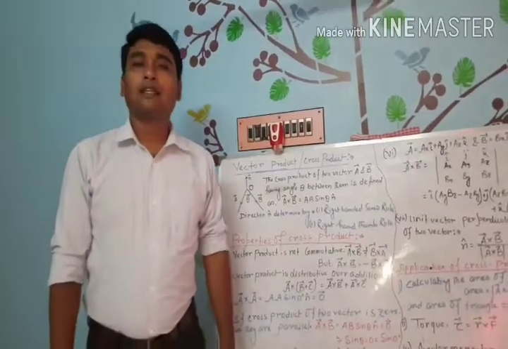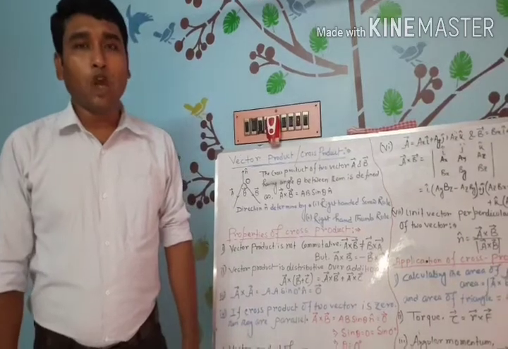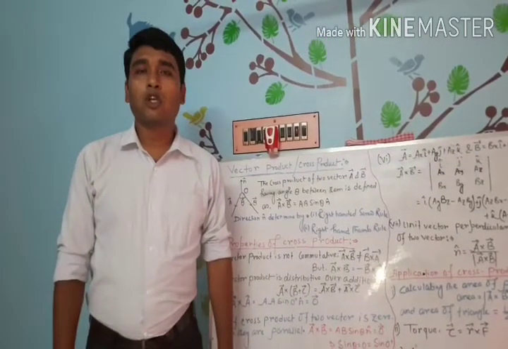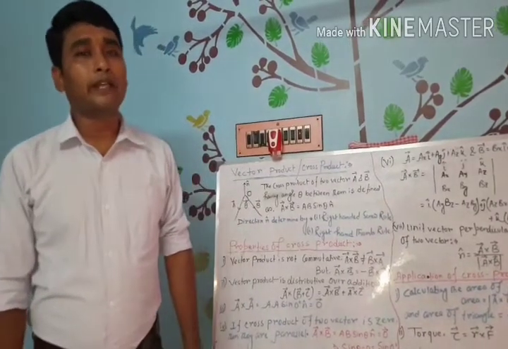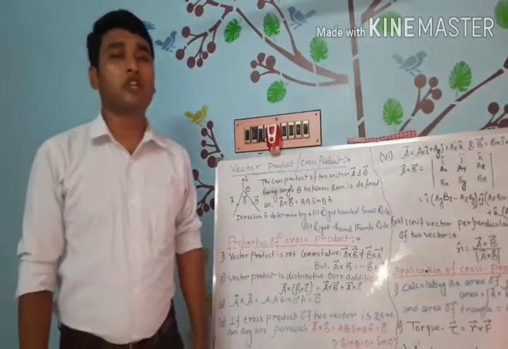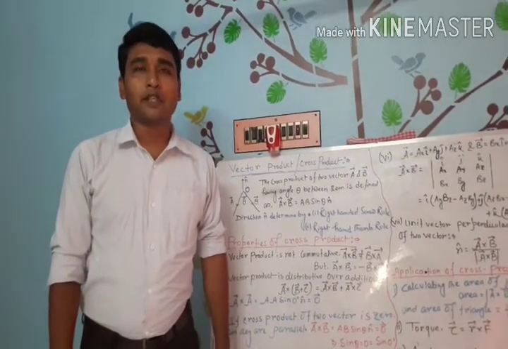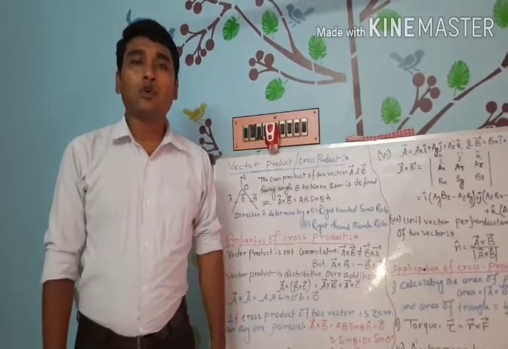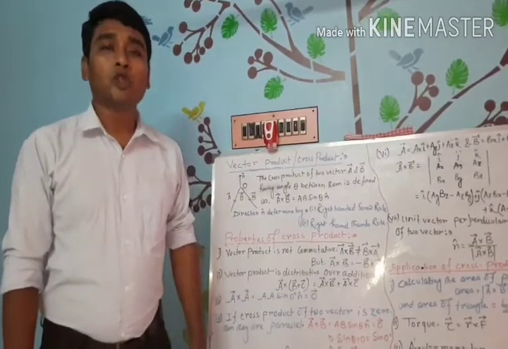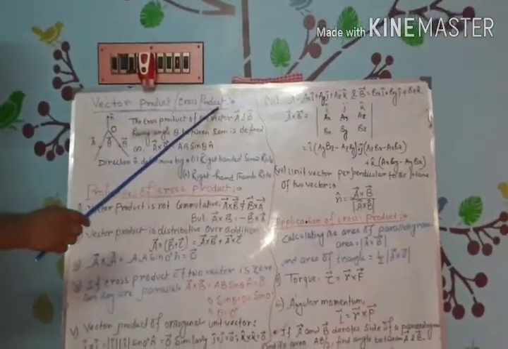Student, in the chapter motion in a plane, we already discussed up to the dot product or scalar product of vectors, and also we know about the applications of the dot product or scalar product of vectors. Today we start with another type of vector product known as the vector product or cross product.